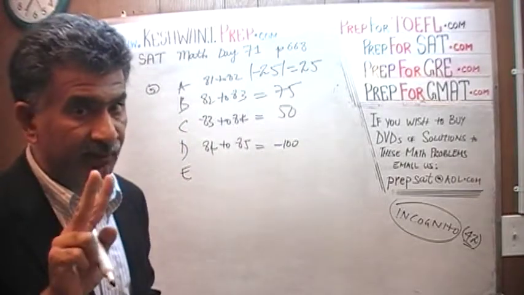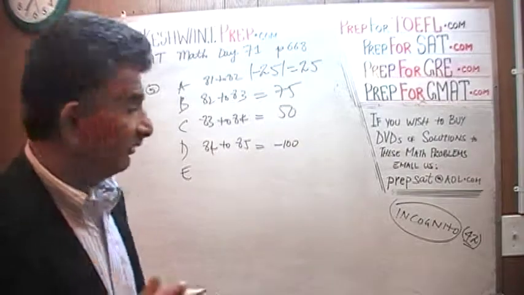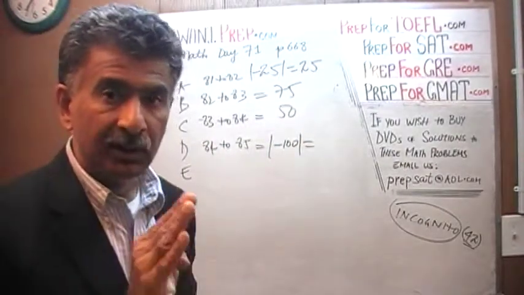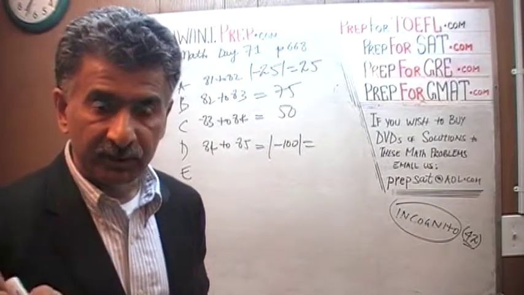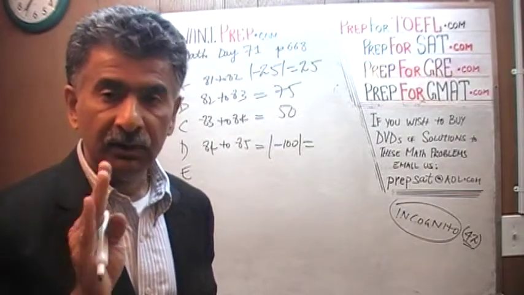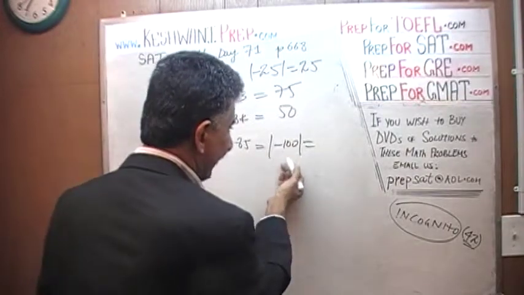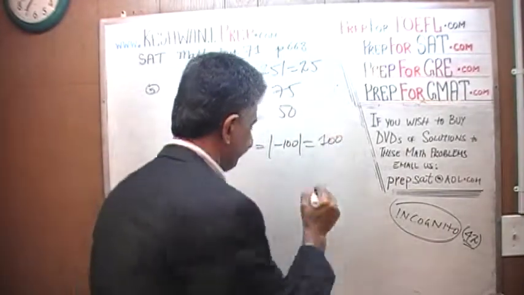Notice how I said it. I did not say change. The difference between the two prices is negative 100, and therefore the change from one year to the other, it doesn't matter which one is greater, which one is smaller, as I already said 2 or 3 times, the change from one year to the next year, which is the same as saying the absolute value, is 100.